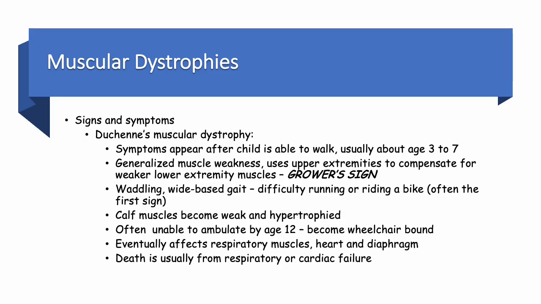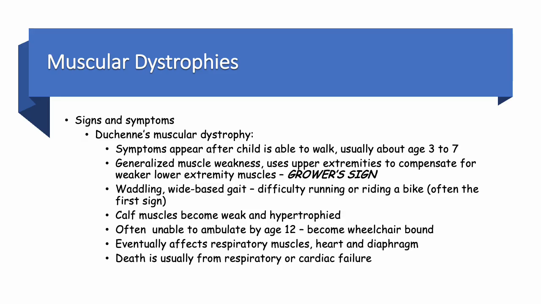So that's what's called the Gowers sign, where my legs are really weak, but my arms are being used to pull up. So you will see that in muscular dystrophy. You will see that in questions. That's why I have it in big bold letters so you see it now. That is a huge sign of muscular dystrophy. It's called the Gowers sign. Using your upper extremity to make up for what your lower legs can't do anymore.